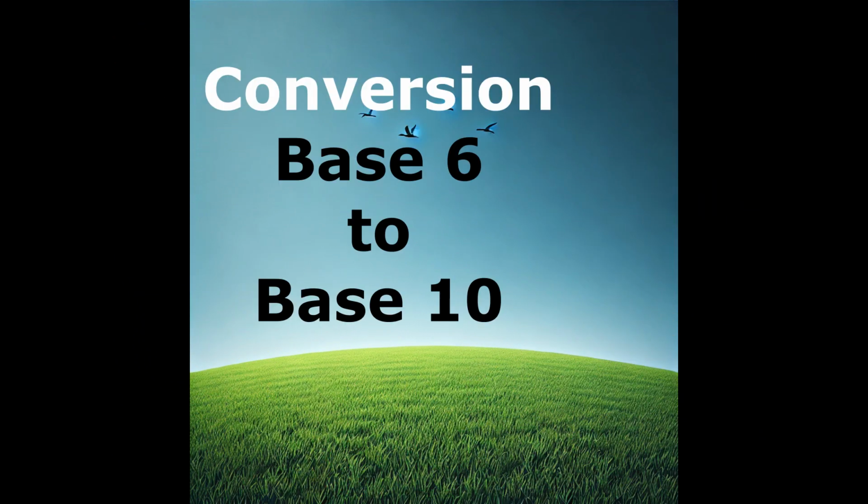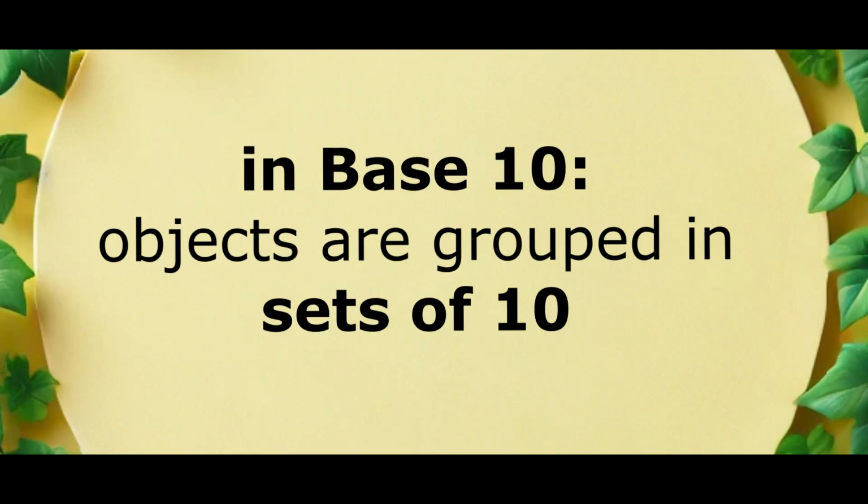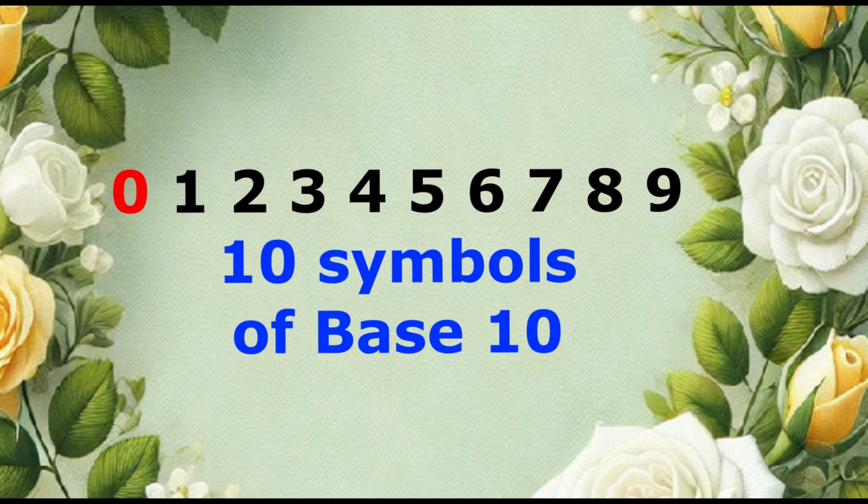To understand how positional notation works in base 6, let's draw an analogy with base 10. In base 10, objects are grouped in sets of 10. This grouping defines the 10 unique symbols, or digits, of the Indo-Arabic numeral system. There are 9 digits, from 1 to 9, and an additional symbol, the 0. Together, these form the 10 symbols of base 10.